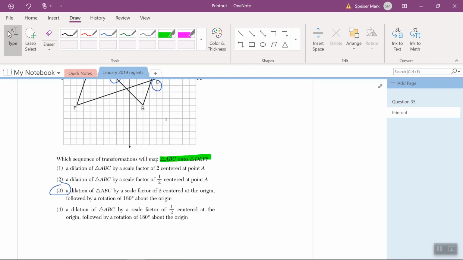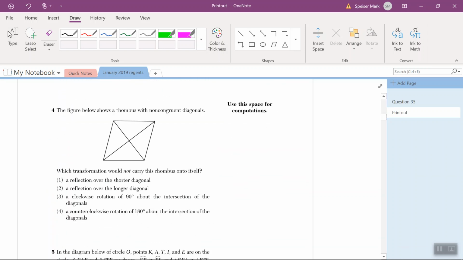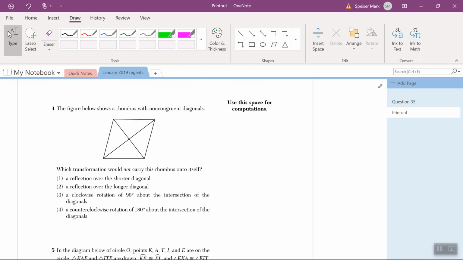Which says a dilation of triangle ABC by a scale factor of 2, centered at the origin, followed by a rotation of 180 degrees about the origin. Question number 4. The figure below shows a rhombus with non-congruent diagonals. Which transformation will not carry the rhombus onto itself? Well, the diagonals are not congruent, but their parts are congruent. The top part is congruent to the bottom part. Same thing here. These parts are congruent.